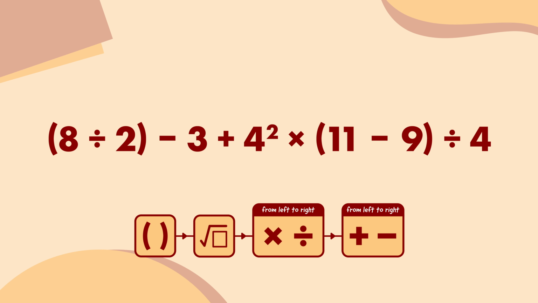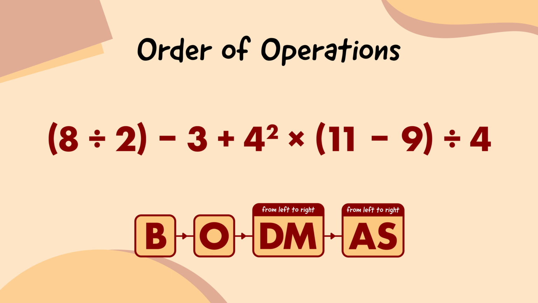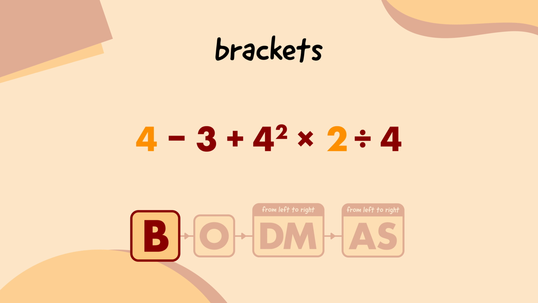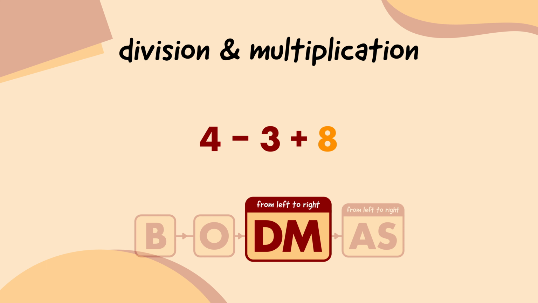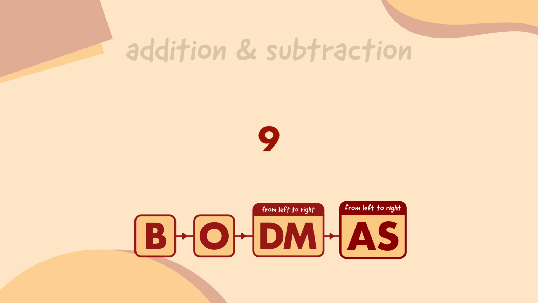Okay, so I'm going to quickly remind myself one more time. When we solve equations in maths, we need to use the order of operations, or BODMAS. First, we calculate anything that sits inside brackets. Next, we calculate the orders, that's things like powers and roots. Then we do any division and multiplication, going from left to right. And finally, we do any addition and subtraction, going from left to right.